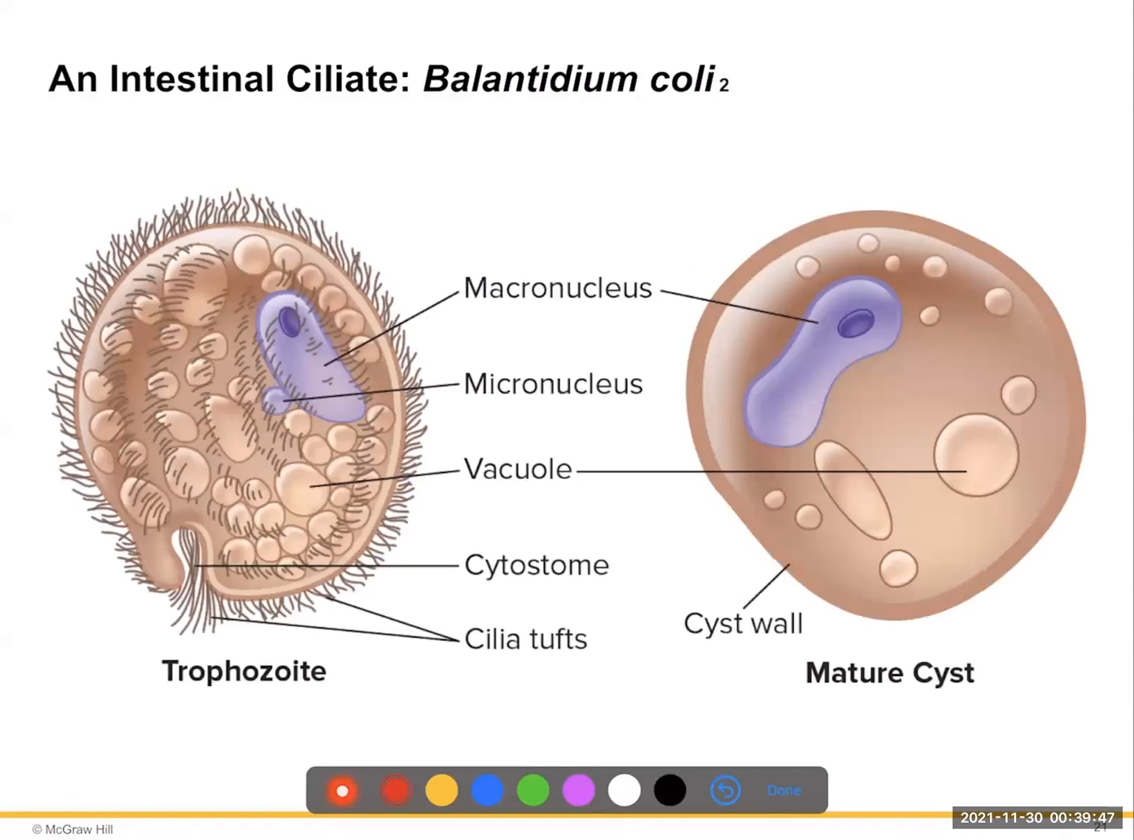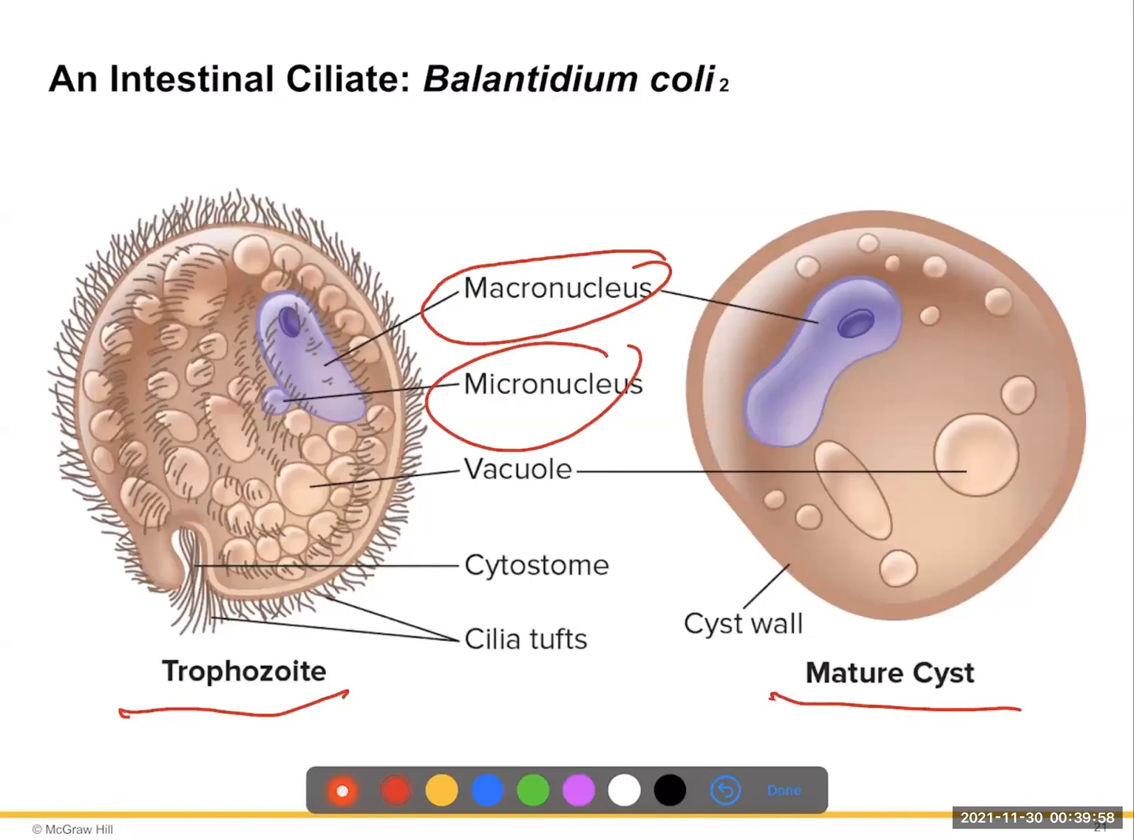You can see the macronucleus, the large nucleus. This is the trophozoite stage. This is the mature cyst. You can see the big difference. Well, this one has a micronucleus, a small one. They both have vacuoles. They have the cytostome and the trophozoite.